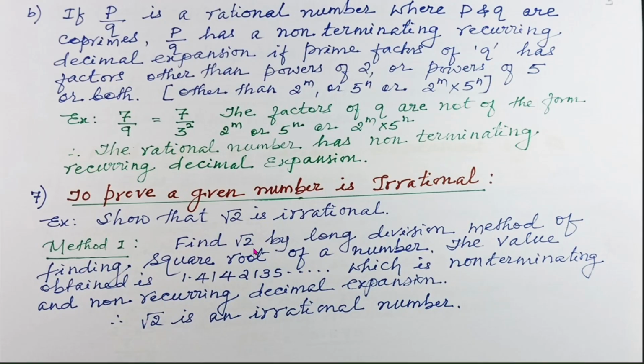Method 1 is to find root 2 by the long division method. You know how to find the square root by long division. So find the square root of 2 by long division, and the decimal expansion we get is non-terminating, non-recurring, and therefore it is irrational. Therefore root 2 is an irrational number. This is the direct method, or method 1, of proving that root 2 is an irrational number.